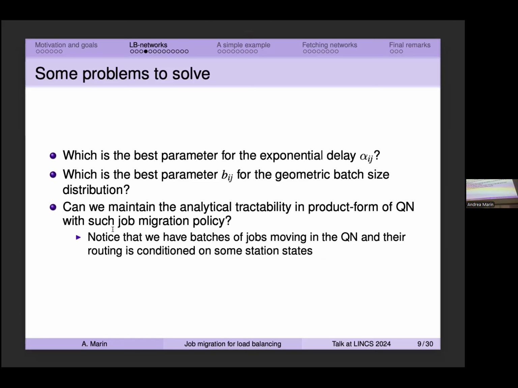So what should be the frequency of this timer that measures the amount of time that you stay in state 0? How do I decide the length of this timer? And how do I decide the parameter of the geometric batch that I'm going to steal? These are the 2 main problems. And the third problem, that is connected to the first 2, because once we achieve analytical tractability, we're able to answer question 1 and question 2, is: can I maintain product form with this strategy?